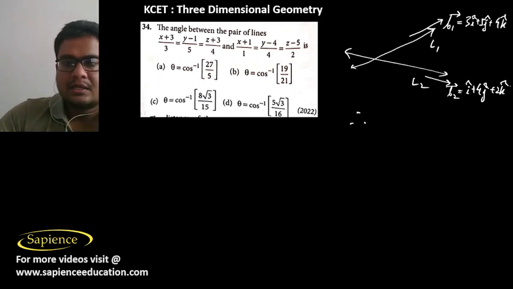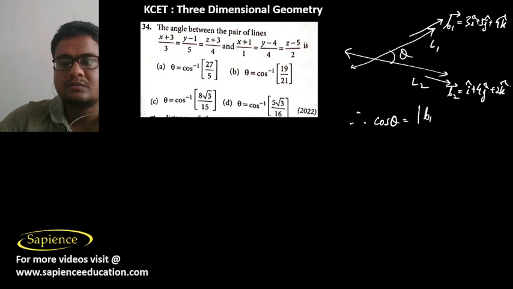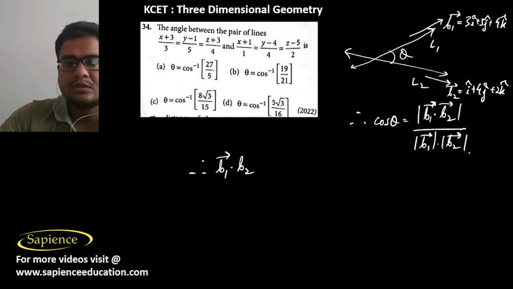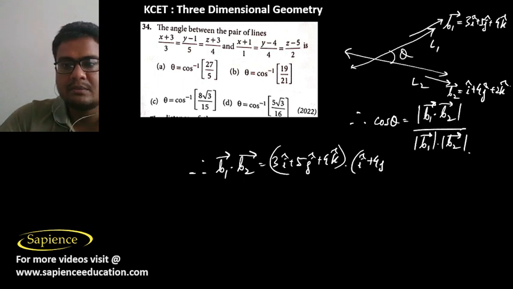Now the acute angle between the pair of lines: cos theta is equal to mod of b1 dot b2 divided by magnitude of b1 into magnitude of b2. Now b1 dot b2 is 3i cap plus 5j cap plus 4k cap dotted with i cap plus 4j cap plus 2k cap. This equals 3 plus 20 plus 8, that is 31.